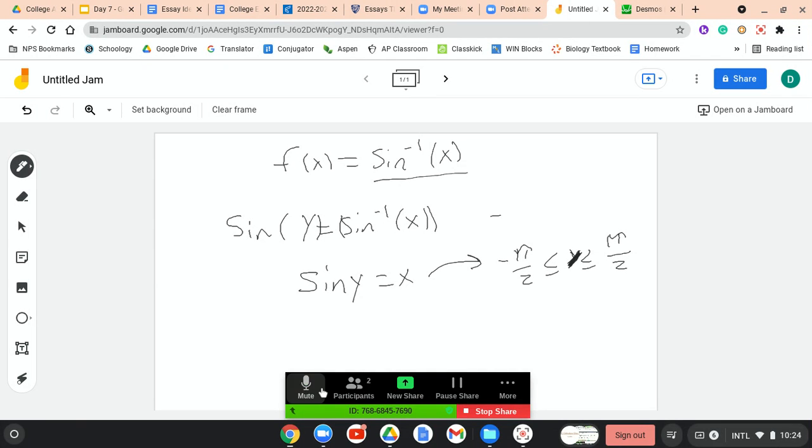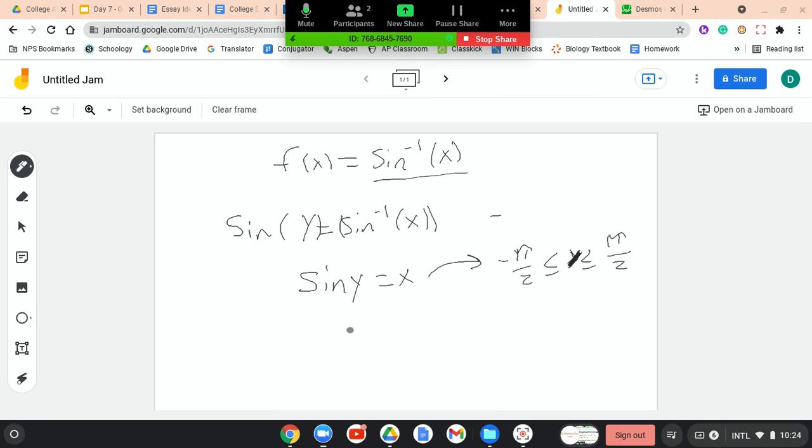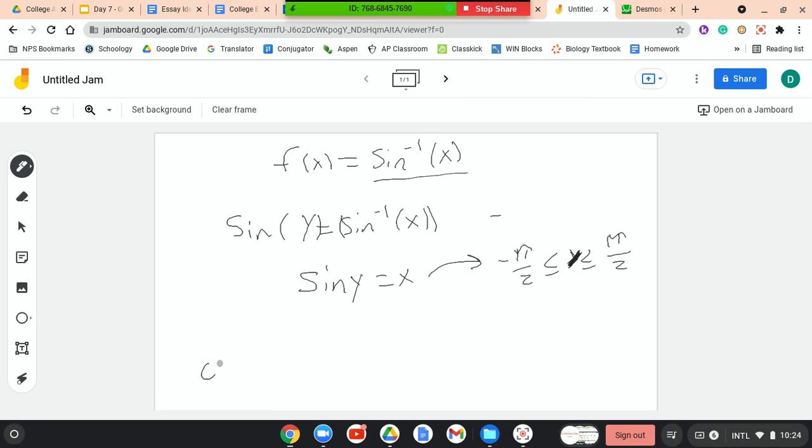Okay. So you'll see why this is important in a second. Remember that the derivative of sine is cosine, right? And what can you tell me about the value of cosine in between negative pi over 2 and pi over 2? Is it positive or negative? It is positive. So cosine will always be positive in this range. Or at least the cosine of y will always be positive in this range, because of the range we've defined.